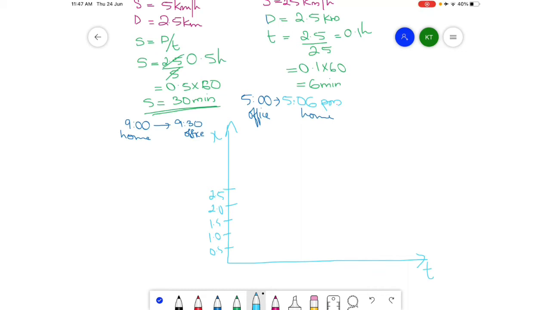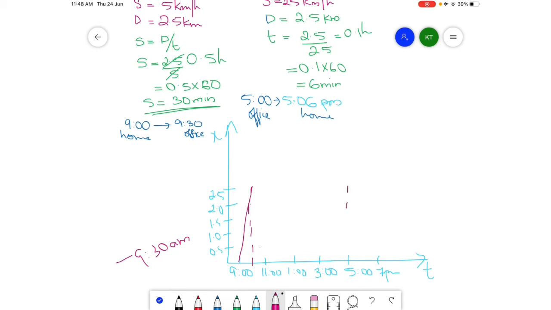Time here will be 9 a.m., 11, 1, 3, 5 p.m., 7 p.m. Right? So over here, suppose this is 9:30. This purple line indicates 9:30 a.m. So that is, by 9:30, she has reached her office.